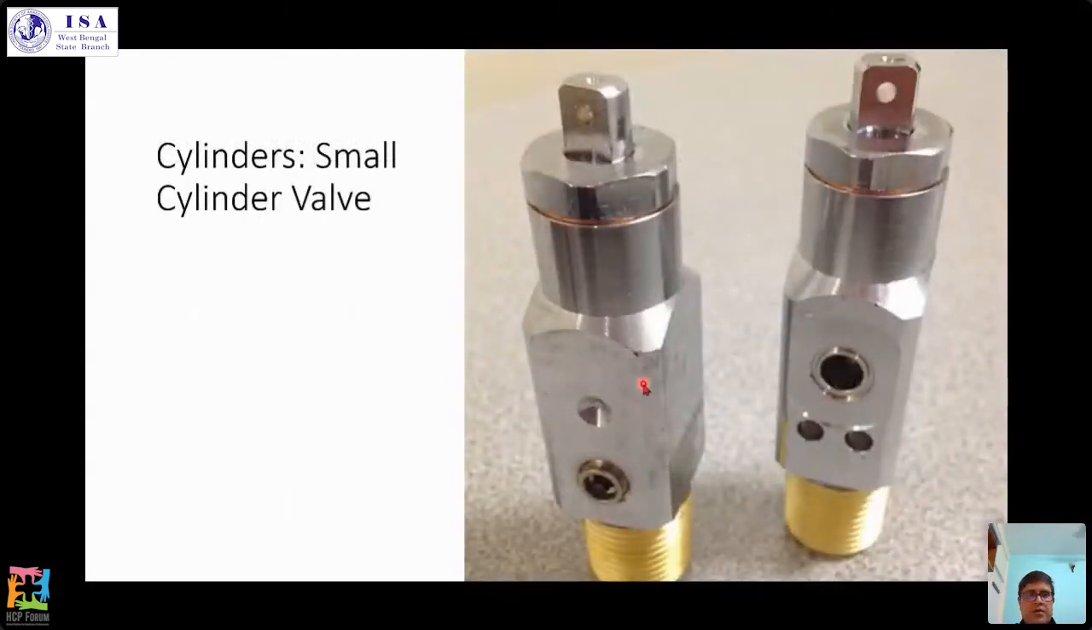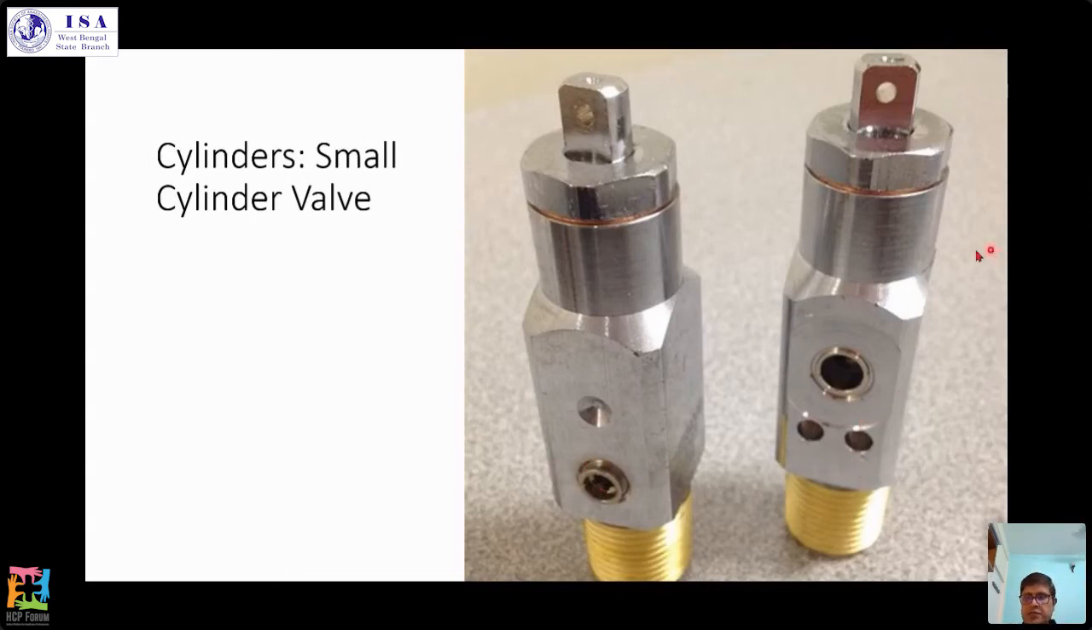Okay, let's come back to the anatomy of the small cylinder valve. This portion is the nut that goes inside the cylinder. This is the port through which the gas comes out. And we are going to talk about these two holes. This is the pin index system. Most of you know this thing. This is the thing that you will be asked the most questions about.